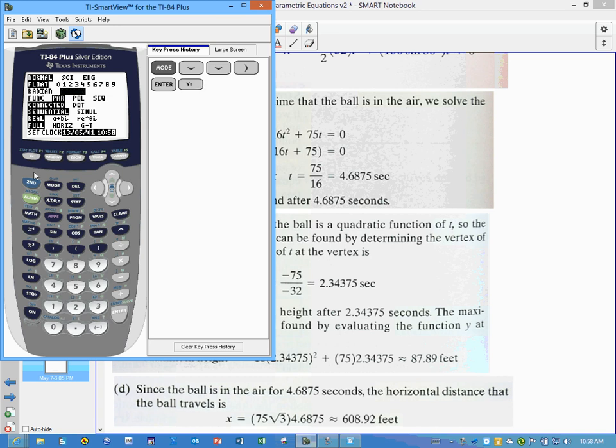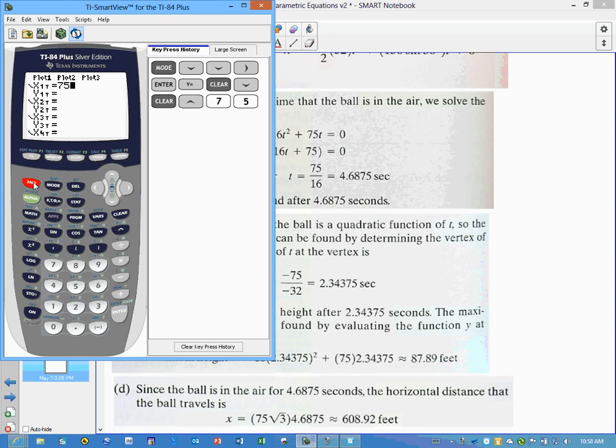So now we're going to go back to y equals. I'm going to clear out these equations because they no longer apply. And my new equation for x was 75 square root of 3, close parenthesis, and then times t. So 75 root 3 times t, that was my x equation.